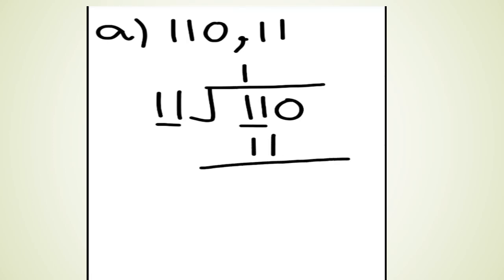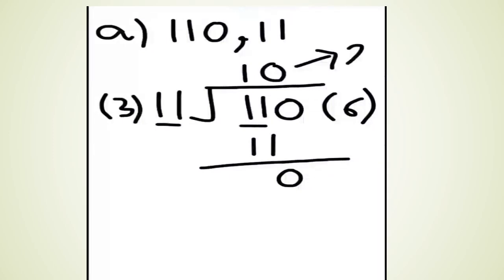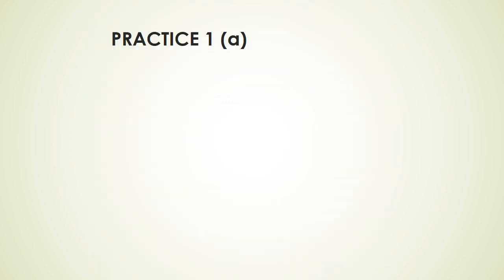As you can see, the first two digits are divisible, and I'm left with 0. So the answer is 10, which is 2. In decimal, the dividend is 6, and the divisor is 3. My quotient is 2. So this division is correct, and it is very similar to decimal division.